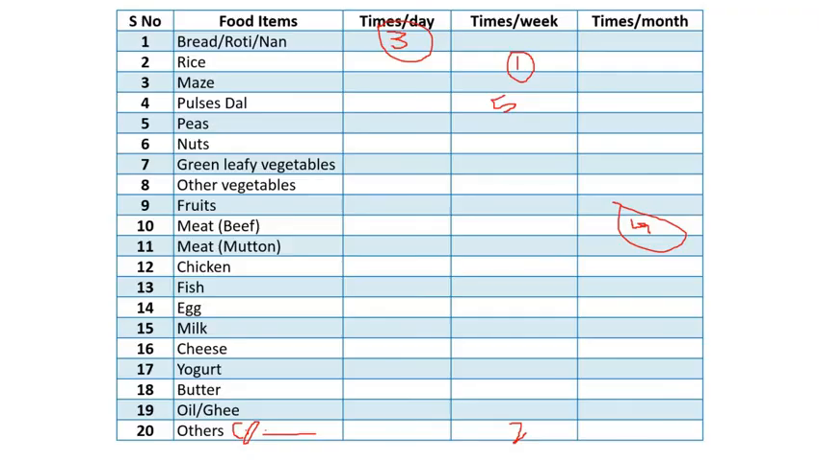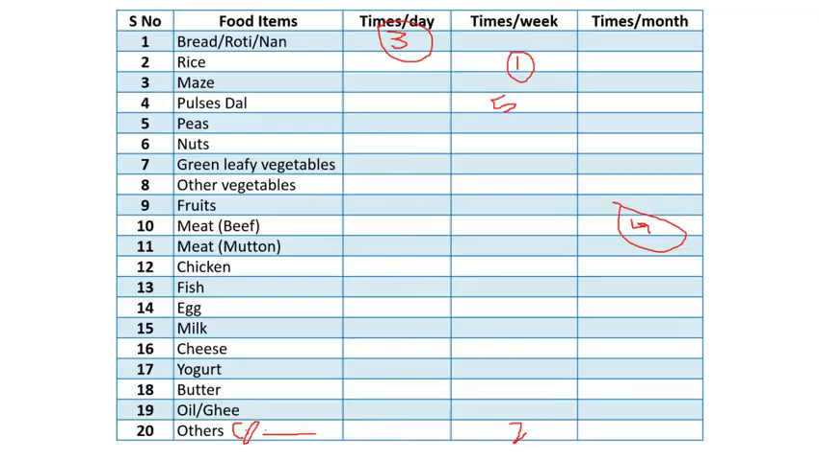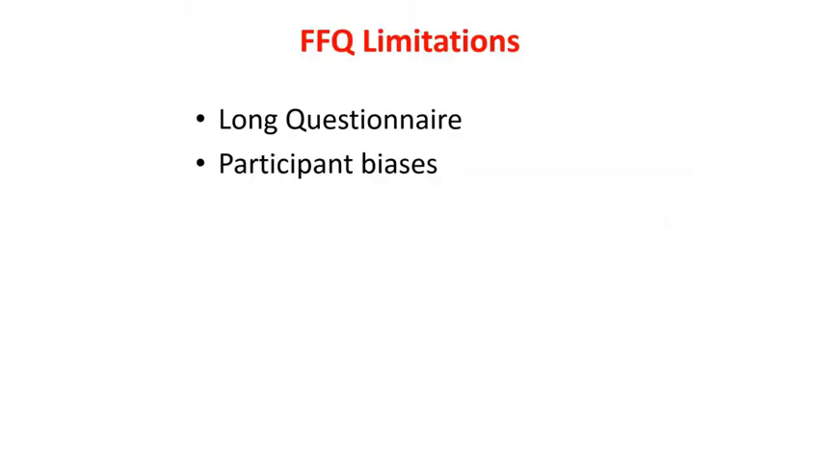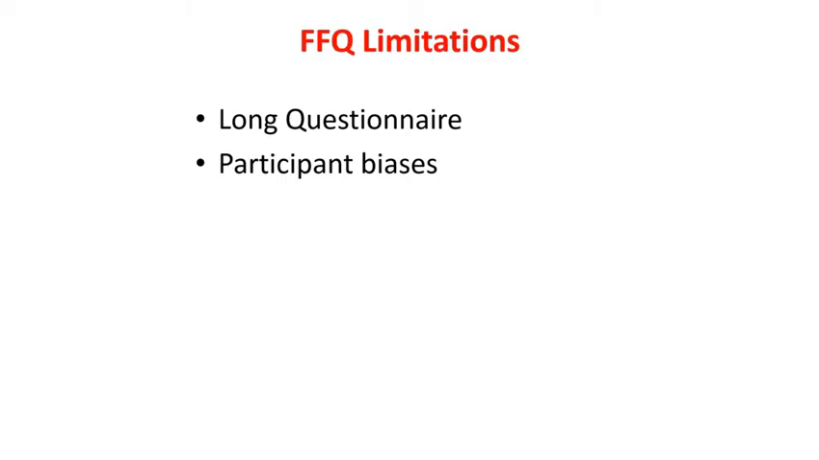I discussed the advantages earlier: it is quick, cheap, good for groups, inexpensive, most representative, and easy to use. And what are the limitations of this? It is a long questionnaire. As you see, there is a list of various food items. 19 are mentioned here, but these are in groups. So it's a long questionnaire.